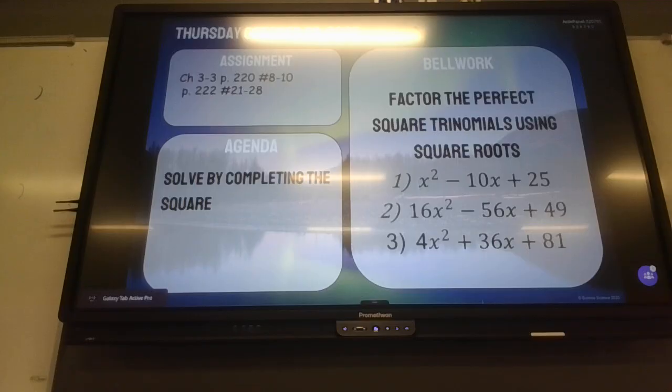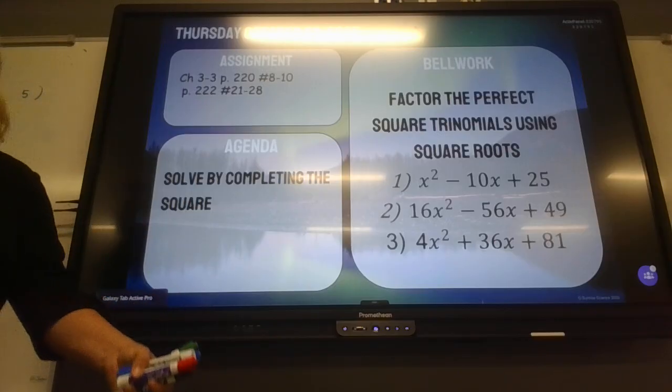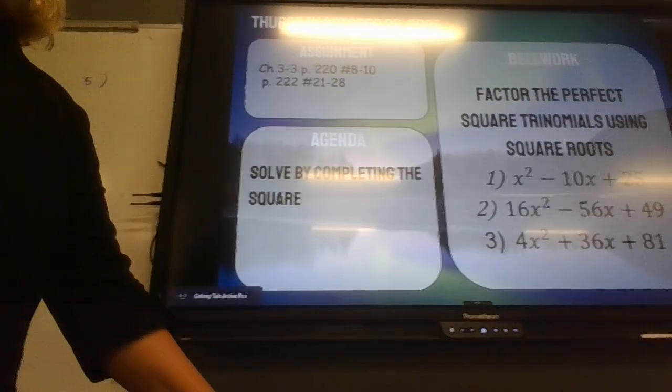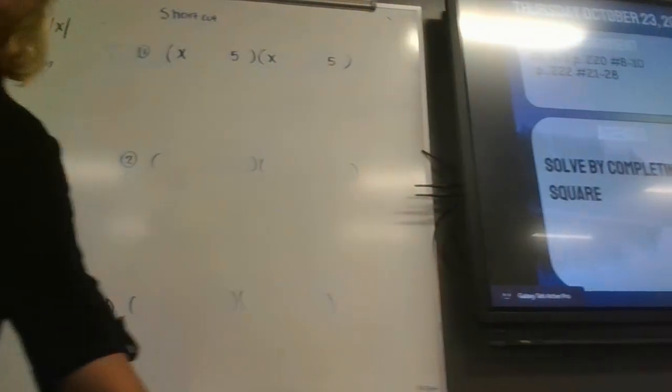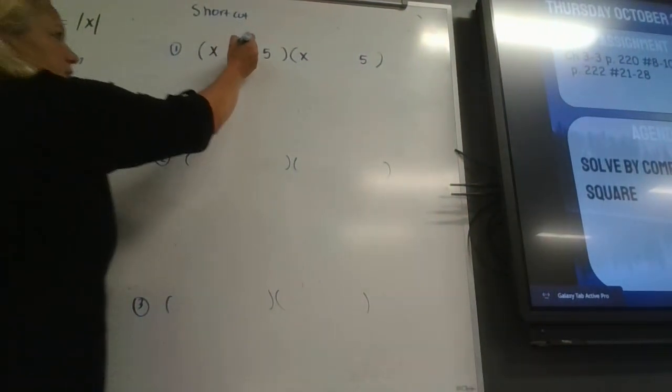So we have x and 5. The square root of 25 is 5 in number 1. And the 10 is negative, so both of our binomials will have subtraction signs.